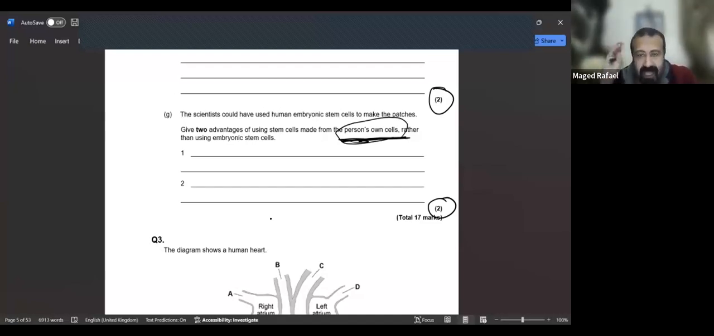So I gave you 3 choices or 3 alternatives. You can pick 2 of them. The first one, there will not be a rejection. And number 2, there is no risk of damaging the embryo or embryonic cells. And number 3, there will be no unethical issues surrounding this investigation or this procedure.